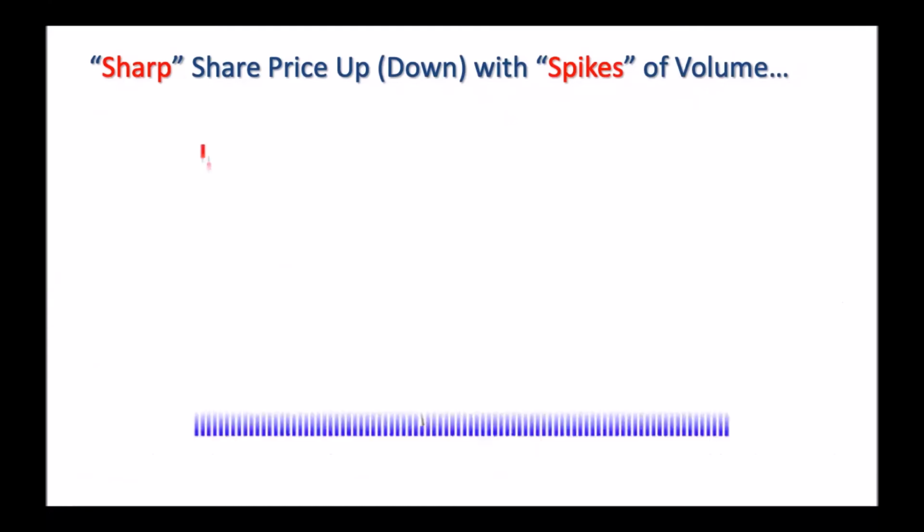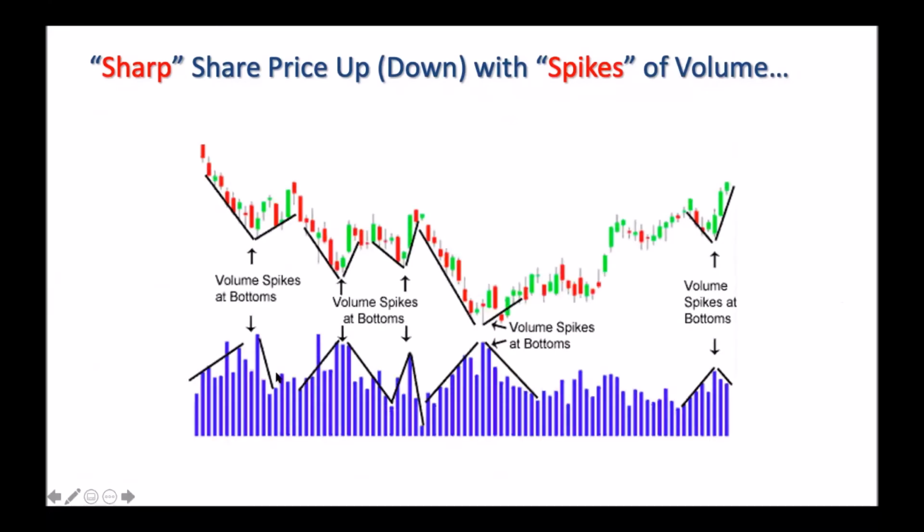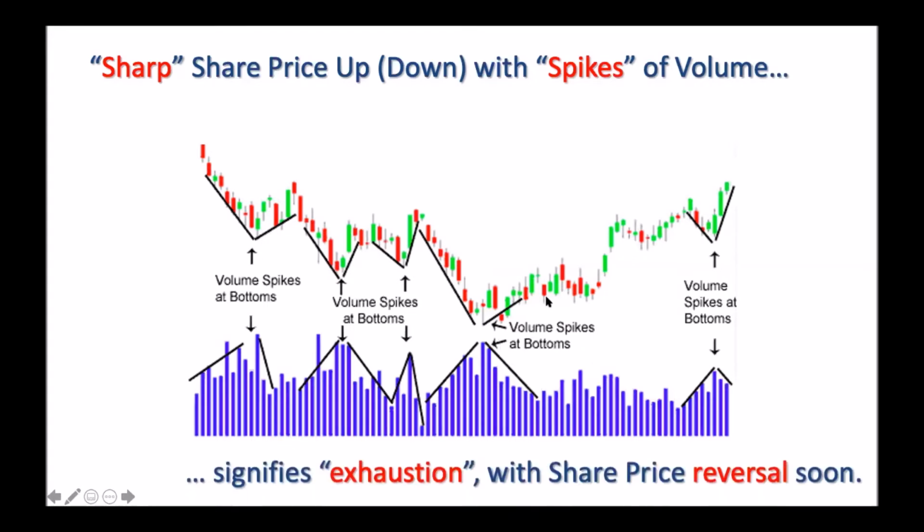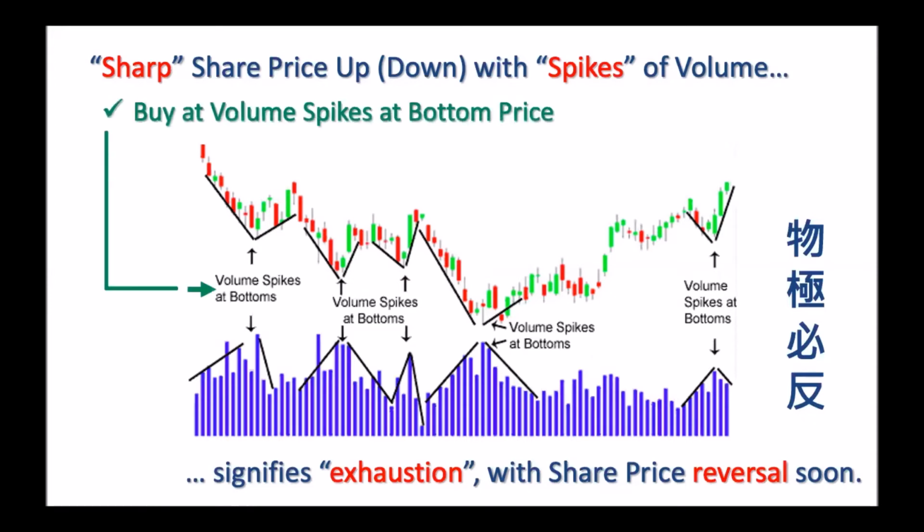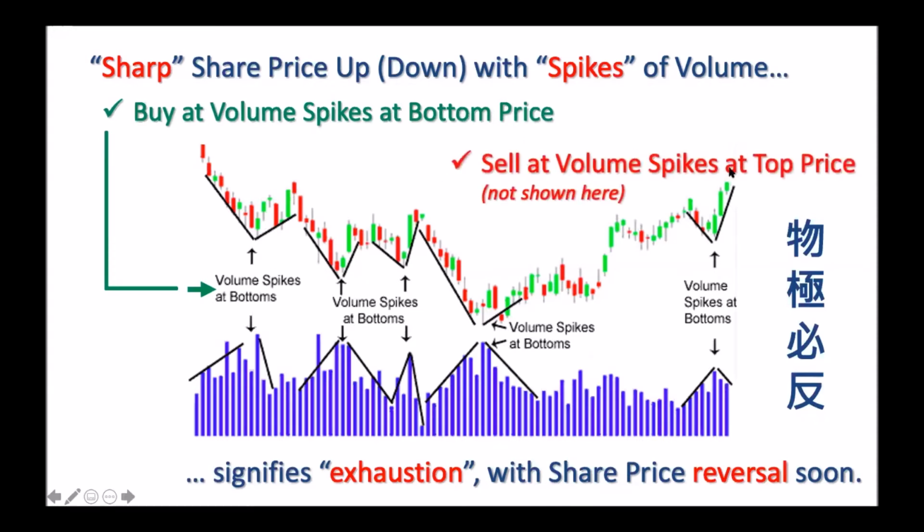However, when there's a sharp share price move up or down with a spike of volume, as you can see here, there's a spike of volume when the price goes down and then slowly up. This signifies exhaustion, and a share price reversal will mostly happen soon. This is a phenomenon of extremes reversing. So this signifies that we buy at the volume spike at the bottom price, because of the exhaustion, it is time for the price reversal. And we sell at the volume spike at the top price, which is not shown in this diagram, just the reverse.